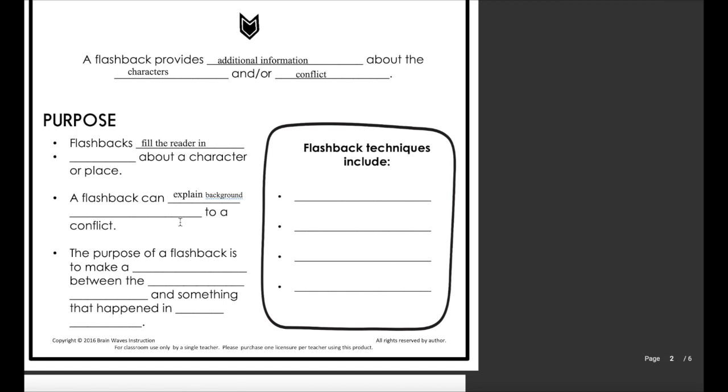Oftentimes we watch movies that start from the end. If we think about a movie, it starts from the end and we spend the entire movie trying to figure out how they ended up where they are through flashbacks. The story is explaining to us how this conflict happened. How did they end up where they are? So this happens in literature as well. So it's really important to note.